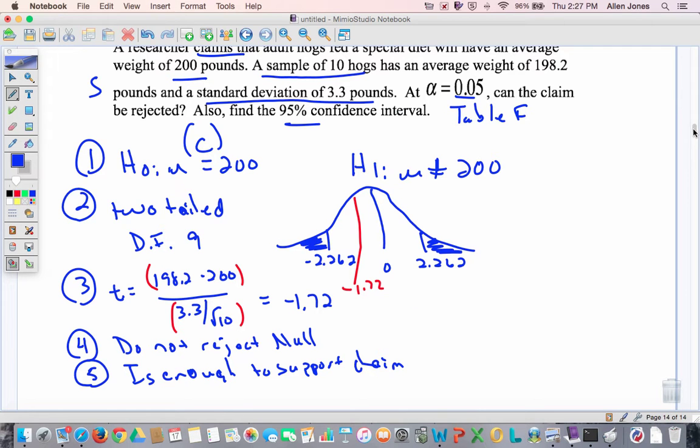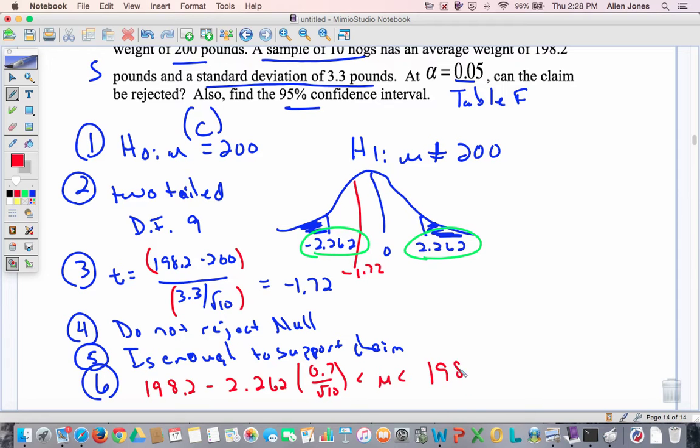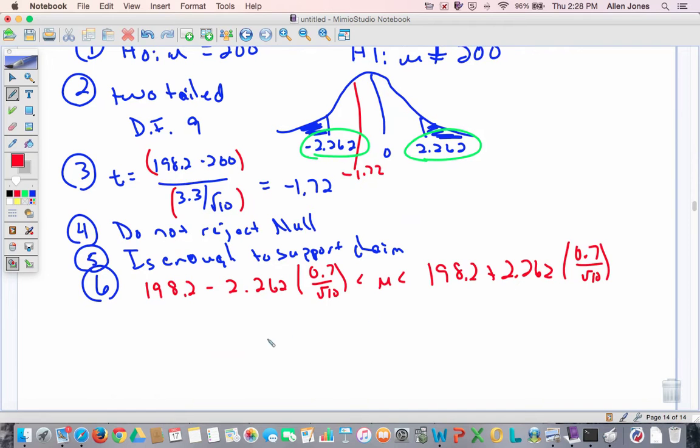Step number 6, we're constructing our confidence interval. So I mentioned a little bit of a shortcut with a two-tailed test. When we construct our interval, the critical values that we found up here will be the t-score or the z-score that we use down in here for our two-tailed test. So our interval: our sample mean is 198.2, our t-score is 2.262, our standard deviation is 3.3 and our sample size is 10. And we construct an interval for each side: 2.262 times 3.3 over the square root of 10.